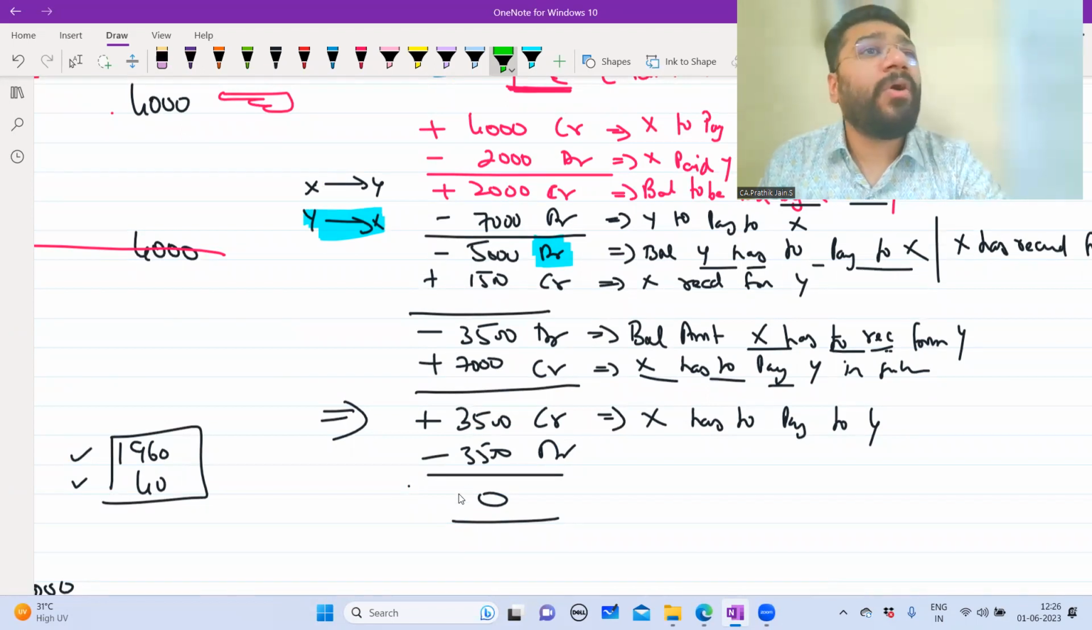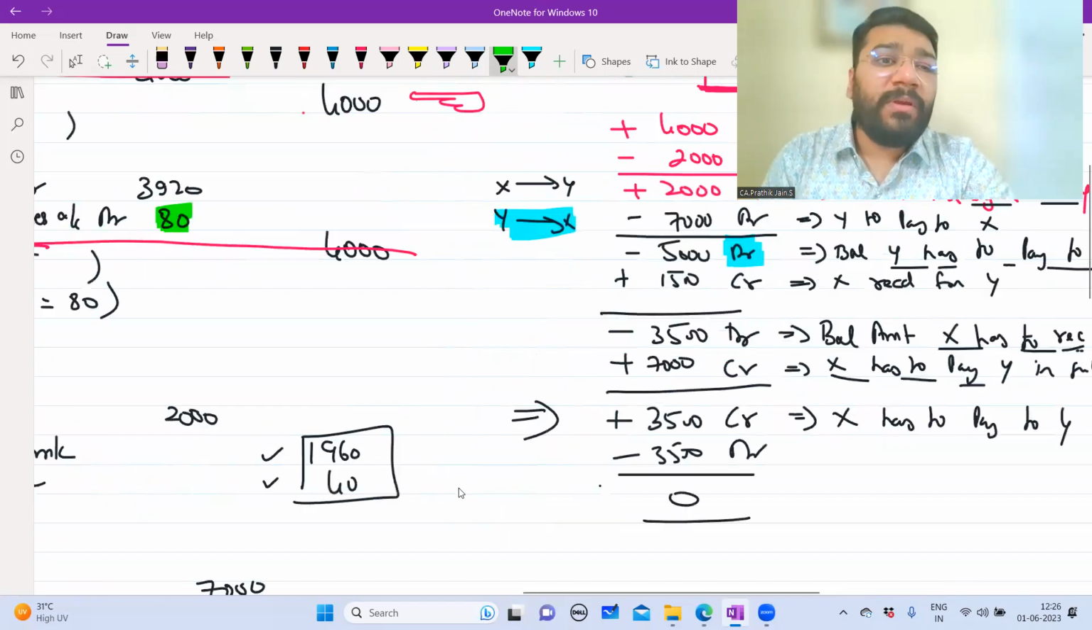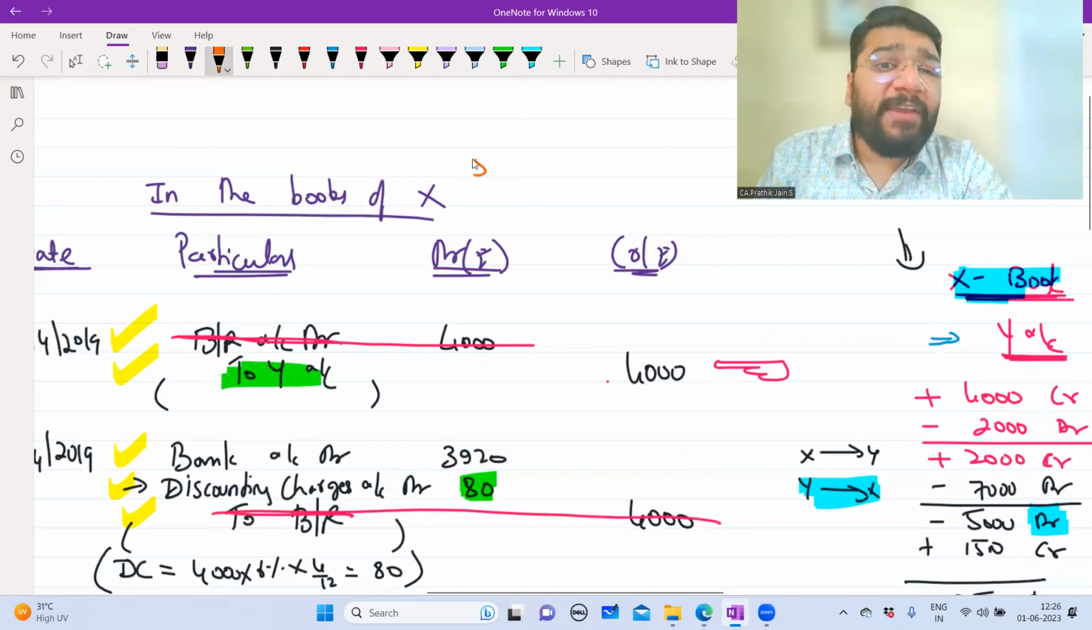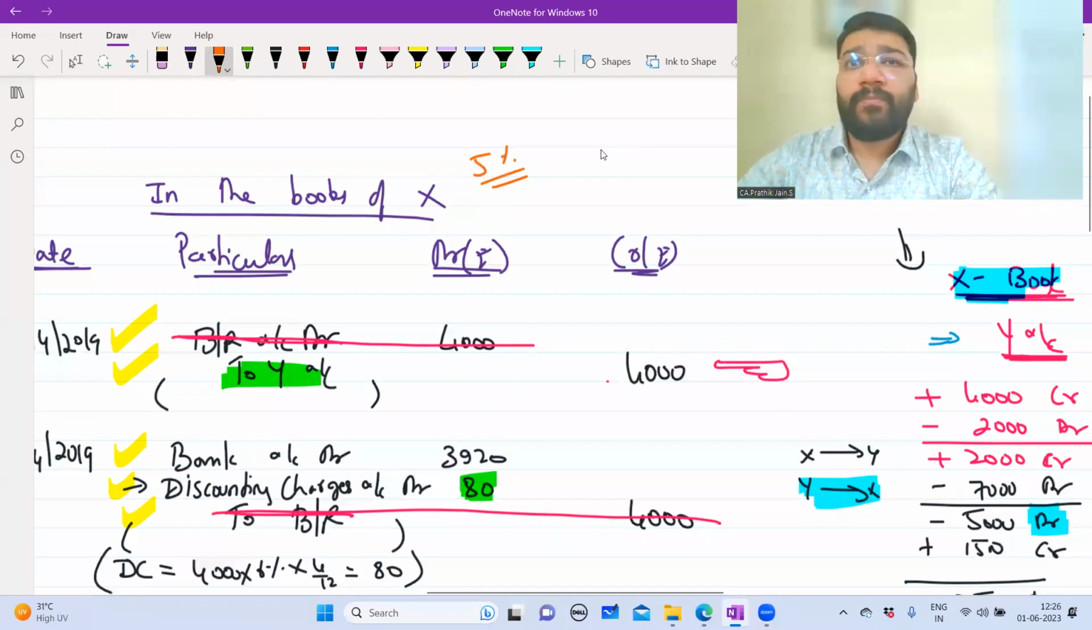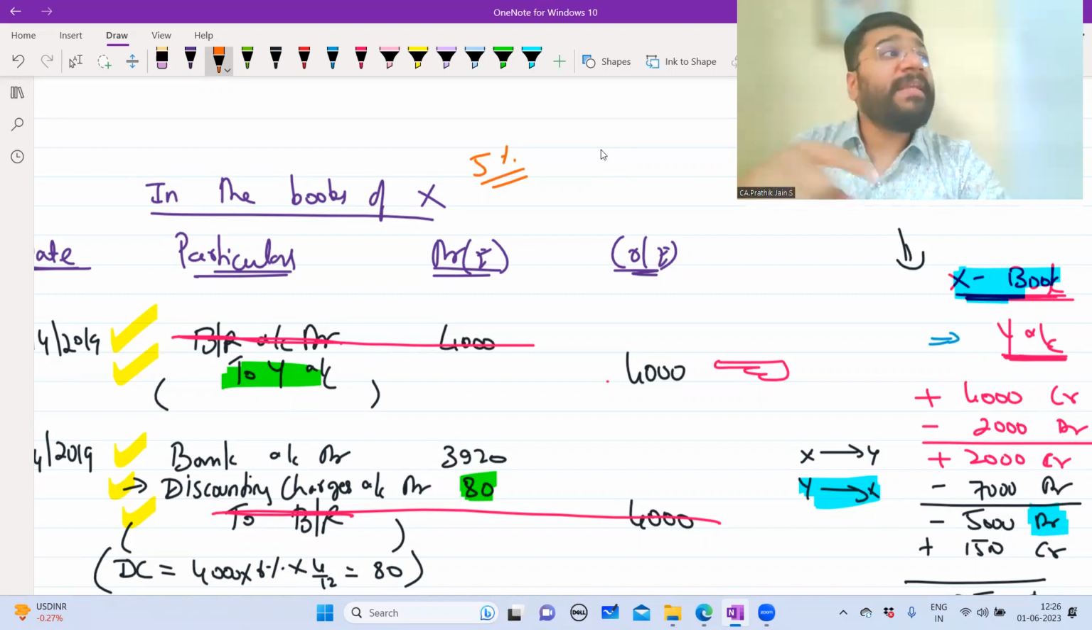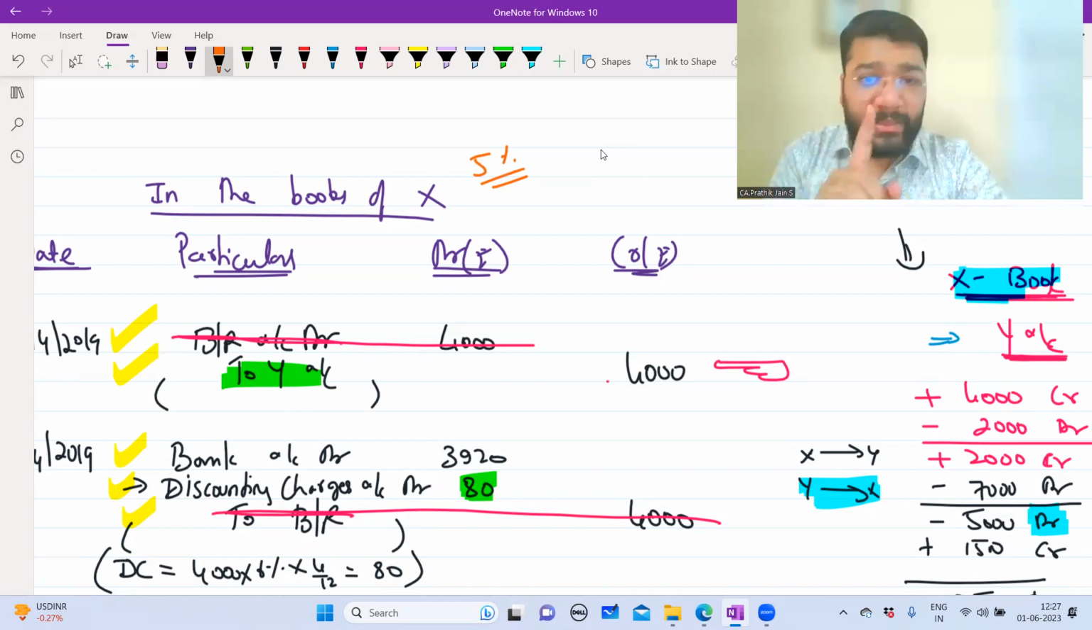This is definitely a complicated entry which will come only through practice. In my opinion, if you understand this question even 5%, I'm happy. Out of 100%, if you understood 5%, I'm happy. Because the remaining 95%, you'll understand every time you work out a question. Every single question you work out, you'll get 5% clarity. For example, if I do the next question, you'll get another 5% clarity.